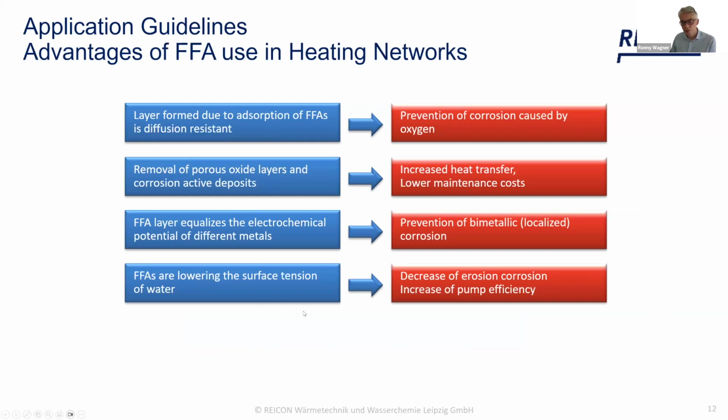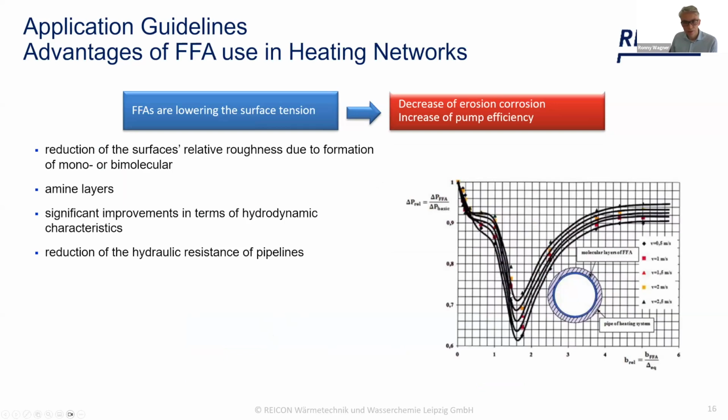Another thing is that due to the formation of this very smooth surface layer, you get a decrease of the corrosion, and also by adding the film-forming amine, the surface tension of the water is reduced. And this helps to increase the pump efficiency. You can see here some measurements which were done with non-treated and treated samples, and the piping was covered with an amine layer, and you can see the change in the flow rate, which shows an improvement of the hydrodynamic characteristics and the resistance inside of the pipelines.